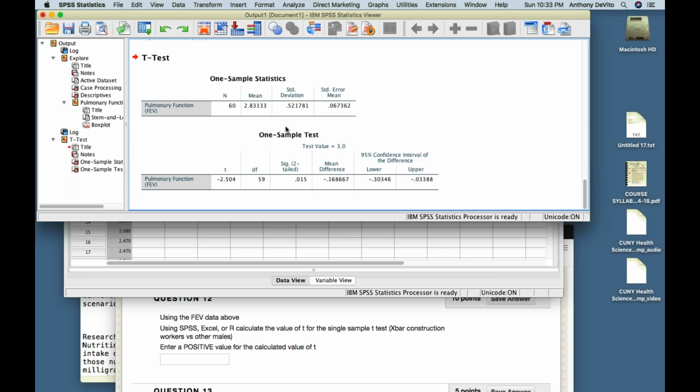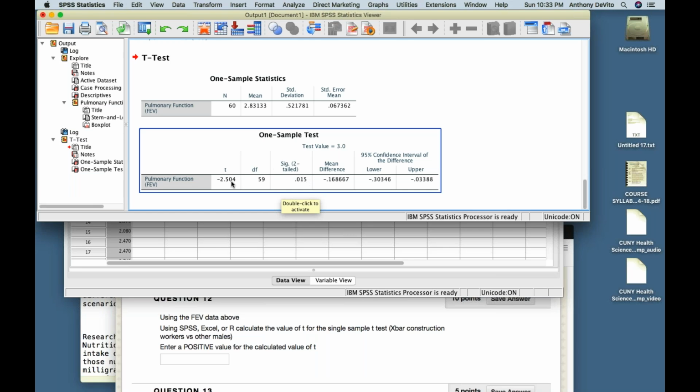And let's see when it did the t calculation. The t-value that it got was negative 2.50. 59 degrees of freedom, 60 minus 1, makes sense. The significance, two-tailed. This is the probability of being wrong if we reject our null hypothesis. And so this is really what we want here. That's our t-value, our probability of being wrong, and our degrees of freedom.